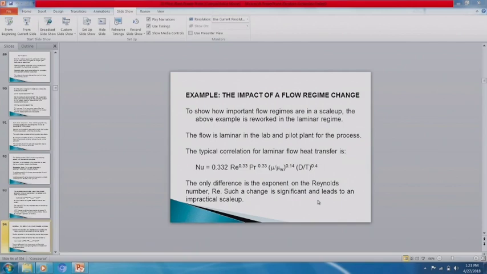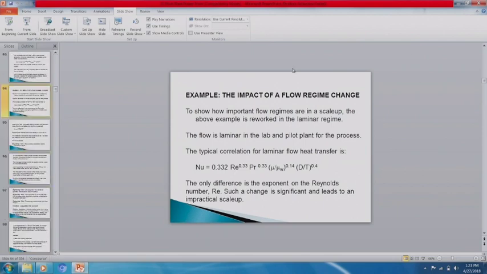Okay, let's try another example here. Basically, the previous example was a turbulent flow regime. This example is a laminar regime. We're going to wind up just changing this exponent from 0.66 to 0.33, which means the flow in the lab is laminar. It means viscous. And the pilot plant's also laminar.